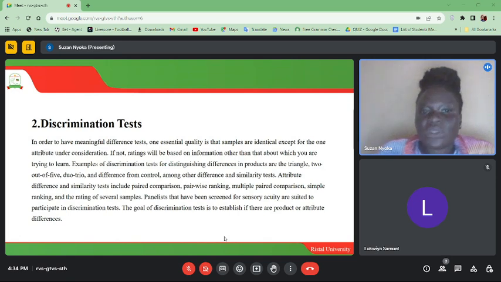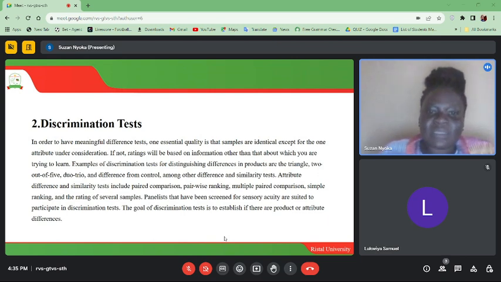If not, ratings will be based on information other than that which you are trying to learn. Examples of discrimination tests for distinguishing differences in products are the triangle, the 2 out of 5, and the dual trial method, and the differences from control, among other differences and similarity tests. Attribute differences and similarity tests include pair comparisons. We're going to look at the pairwise ranking, the multiple paired comparison, the simple ranking, and the rating of several samples. These are all examples of discrimination tests.